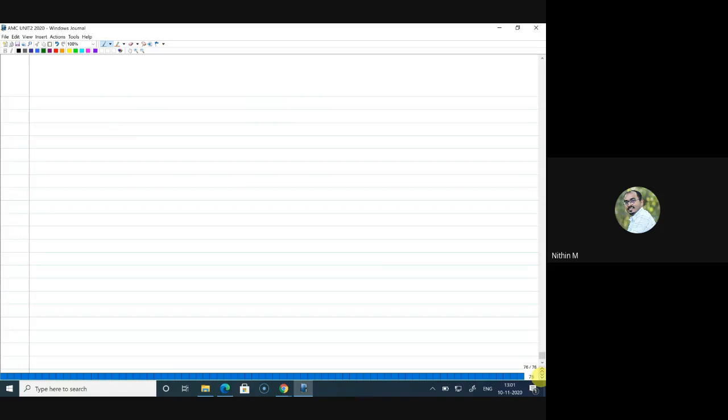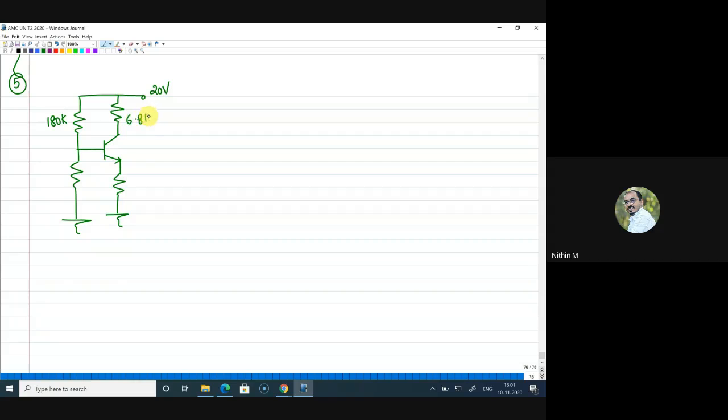So before solving question number 3 and 4, let us solve question number 5 first. We haven't solved such questions yet. So question number 5 is, a circuit is given. This is given as 20 volts. This is 180 kilo. This is 6.8 kilo. This is 47 kilo. This is 2.2 kilo. And capacitors are connected here, where this is the input point. There is a capacitor connected here, and here also a capacitor is connected, and this is the output point. Beta is given for the transistor as 120.